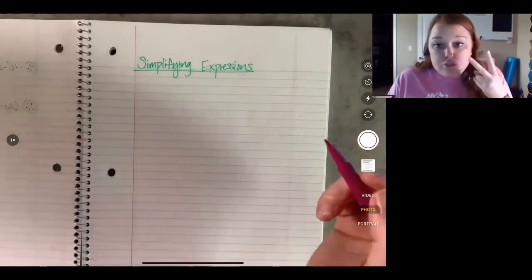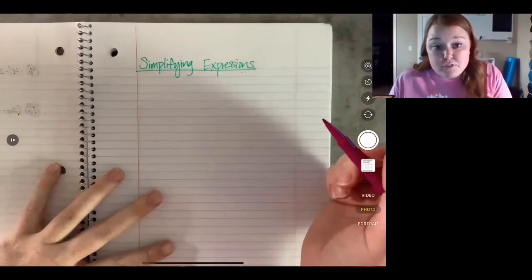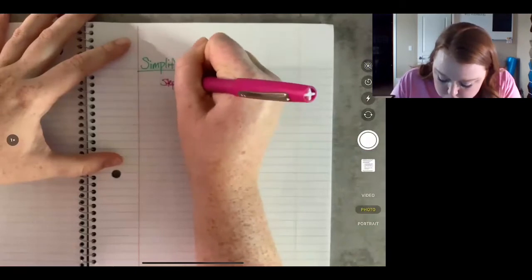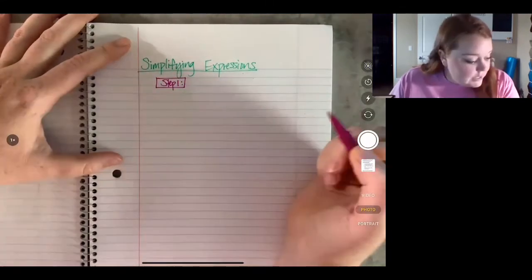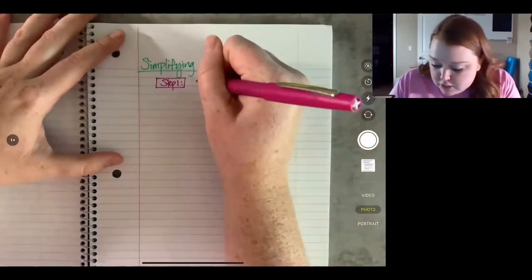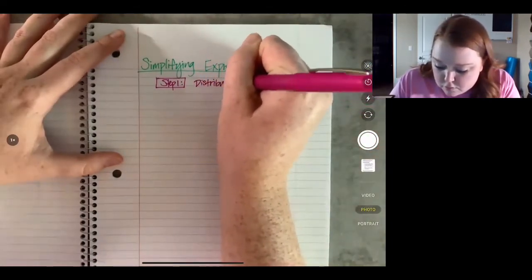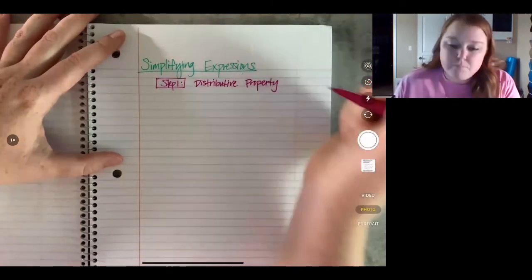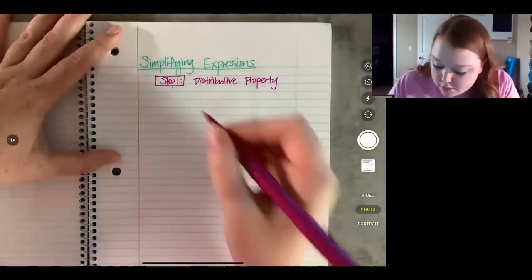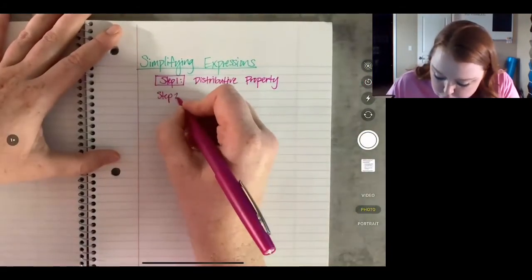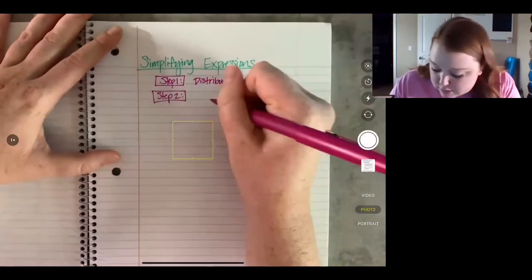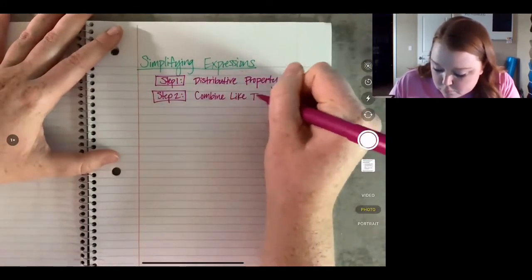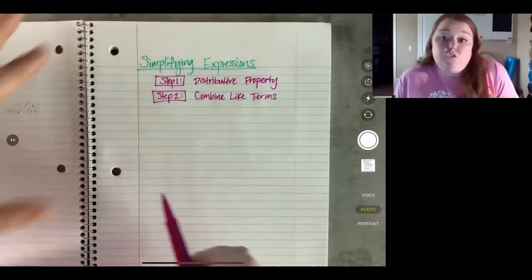Okay, so there are 2 steps to this. Let's write down the steps first and then we'll basically practice. Here is step 1. Step 1, you're going to write distributive property. Step 2 is combine like terms. Those are your 2 steps.